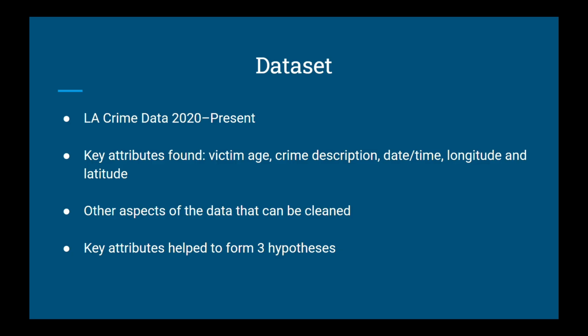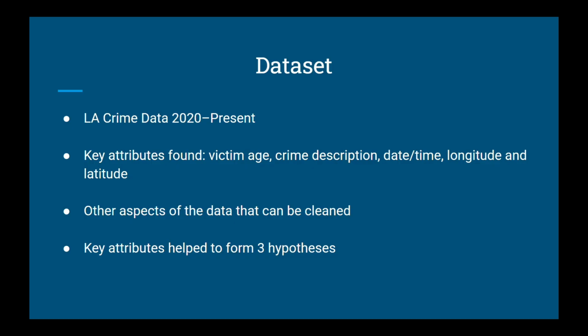So the data set we were presented with was from the LA crime data from 2020 to present. And from exploring this data, some key attributes that I figured I could use in my project were victim age, crime description, date and time, longitude, and latitude. The reasons I settled upon these statistics from exploring the data was because I figured these statistics worked really well with the hypotheses that I was developing.